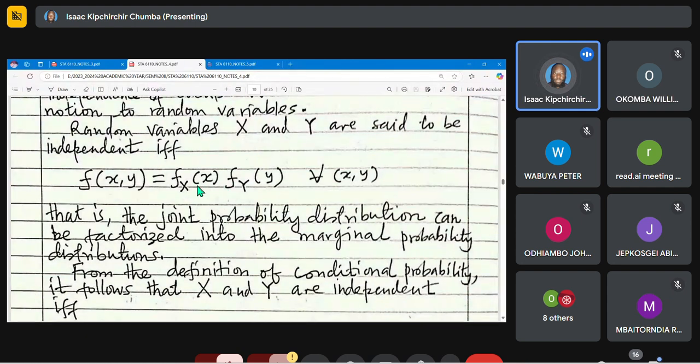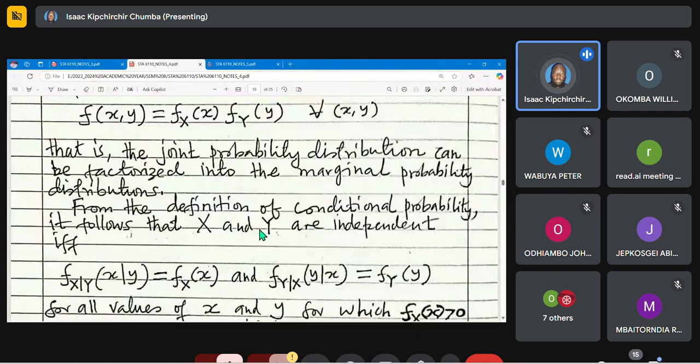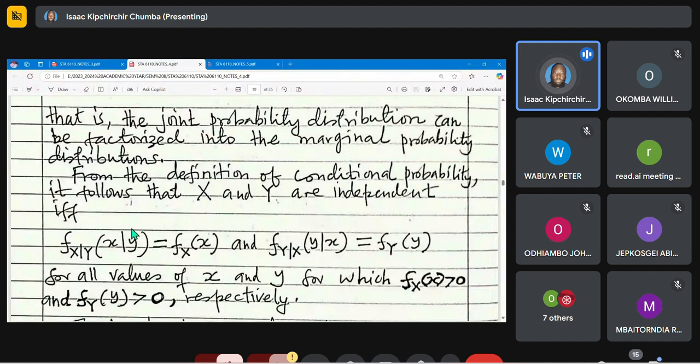And if the joint is the product of the marginals, it also means they're independent. That is, the joint probability distribution can be factorized into the marginal probability distributions. So if it is possible to factorize the joint into the marginal probability distributions, then the random variables in question are said to be statistically independent. From the definition of conditional probability, it follows that if X and Y are independent, the conditional of X given Y will just be the marginal of X.